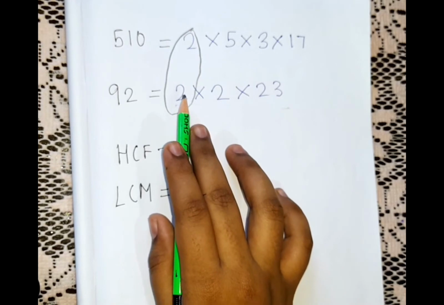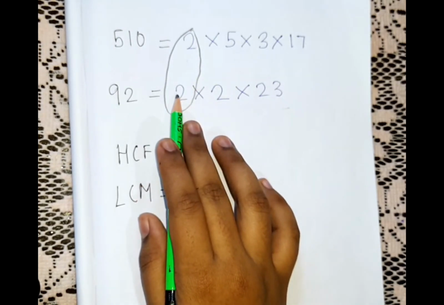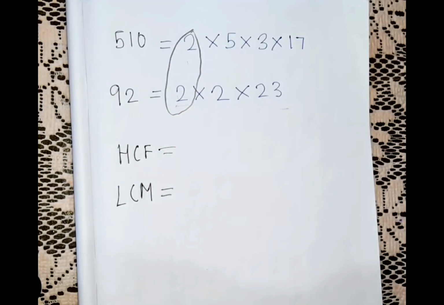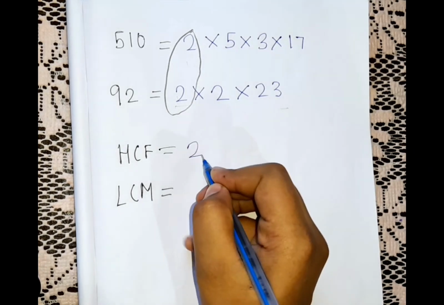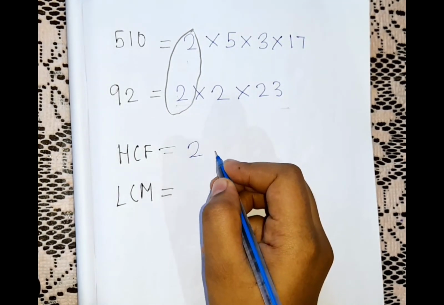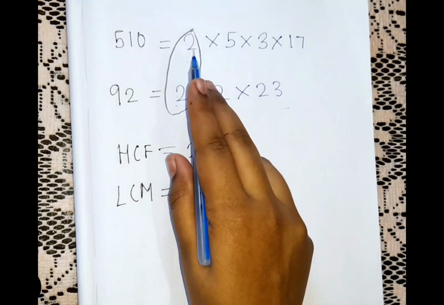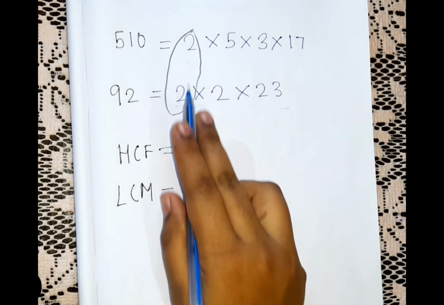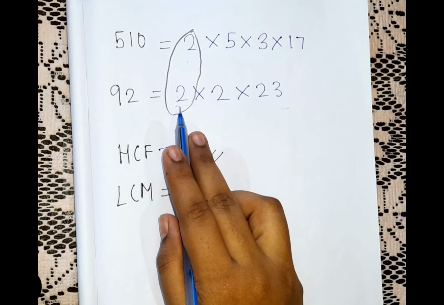So I am taking 1 2 right over here and here also 1 2. So I am writing HCF is equal to 2 because we should take the common number as its HCF. So here also 2 is there. So I took 2 here and another 2 right over here because both are common.